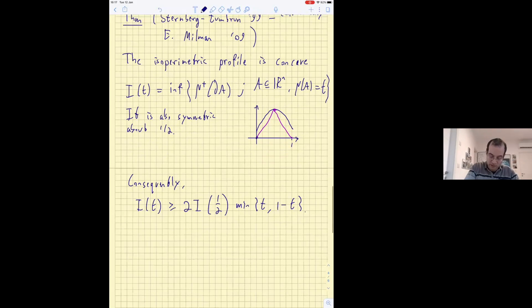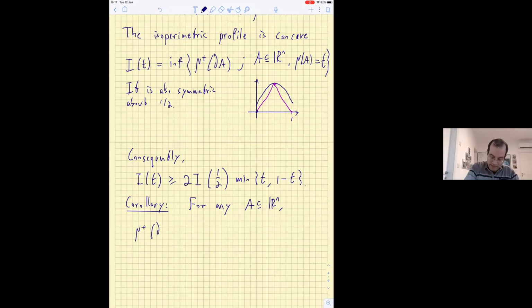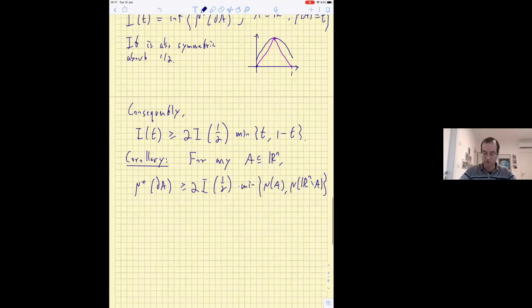Or if you want, the corollary would be that for any subset A in R^n, its boundary measure is at least I of the measure of the set, so it's at least this number here, the minimum of the measure of A and the measure of its complement, which is 1 minus the measure of A, since it's a probability measure. This is a nice property that follows from convexity. Now let's give this quantity a more respectable name. This is the isoperimetric constant, or the Cheeger constant.